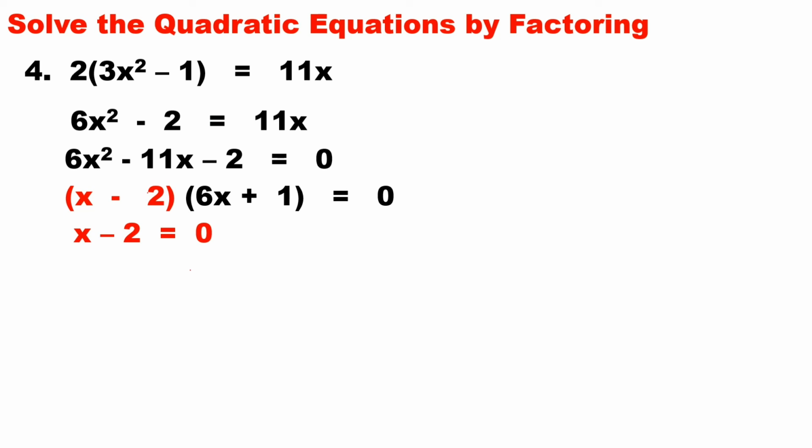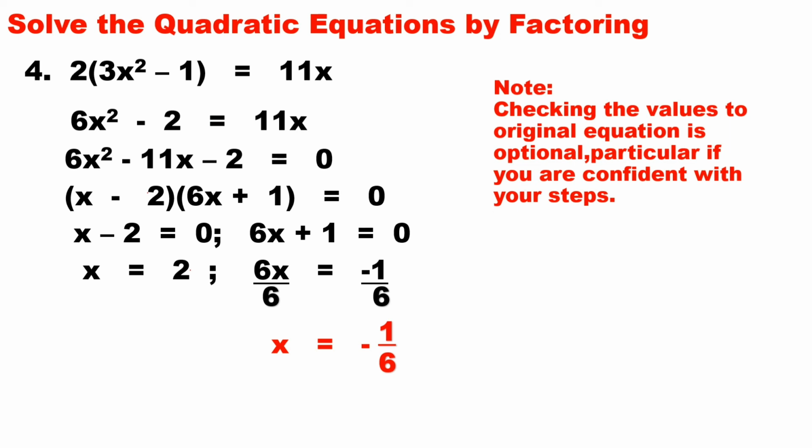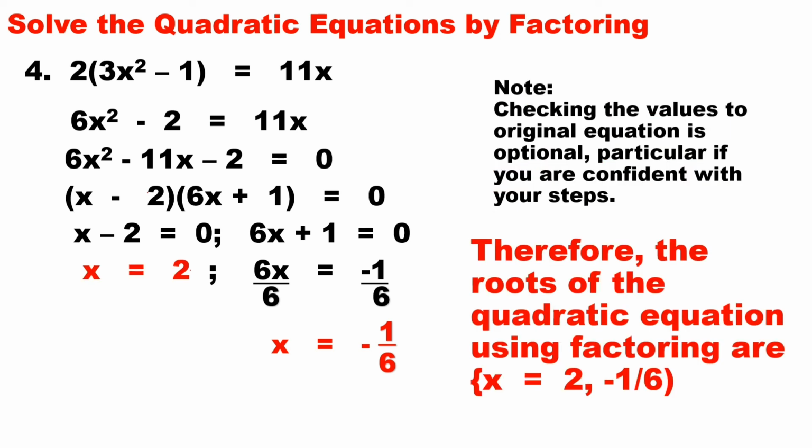Applying the zero product property, x minus 2 equals 0, 6x plus 1 equals 0. Solving them separately, transpose negative 2 will become positive 2. Transpose positive 1 will become negative 1. Divide both sides by 6. X equals negative 1/6. Once again, checking the values in the original equation is optional. Therefore, the roots of the quadratic equation using factoring are x equals 2 and negative 1/6.